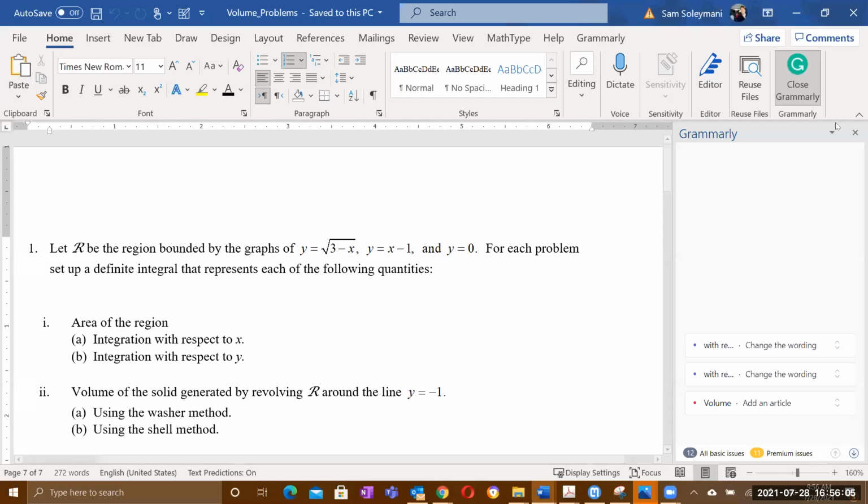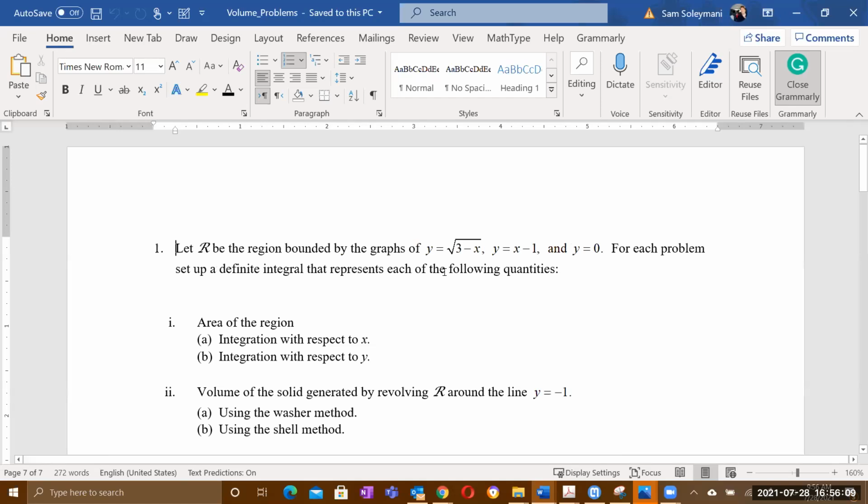You are going to be given a region. Look at this problem. It says, let R be the region bounded by this graph. They give you the bounds. For each problem, set up a definite integral that represents each of the following quantities. So you have the region. Hold on, guys.